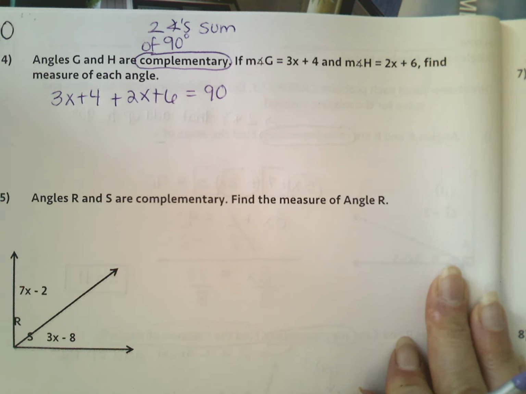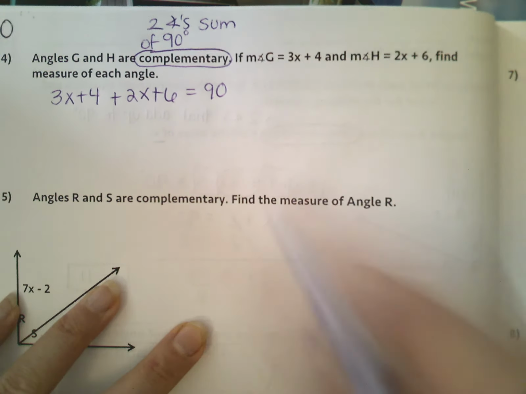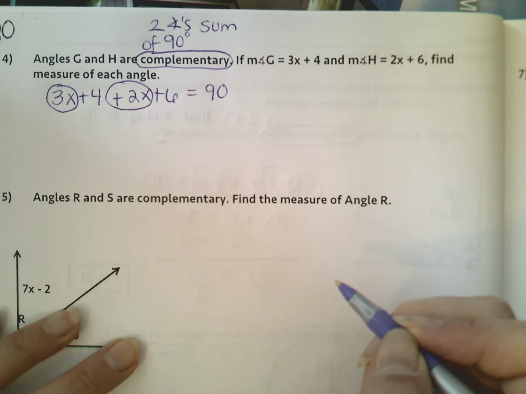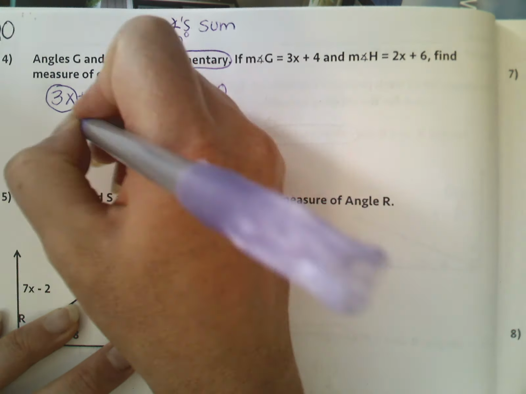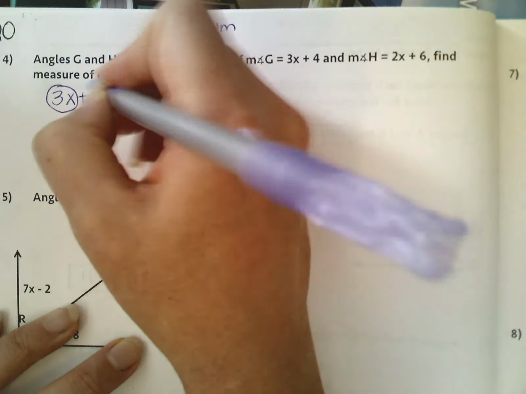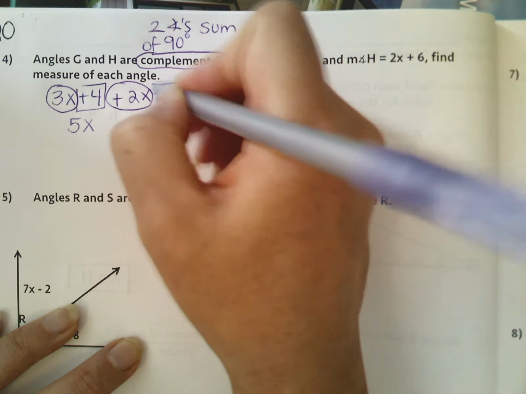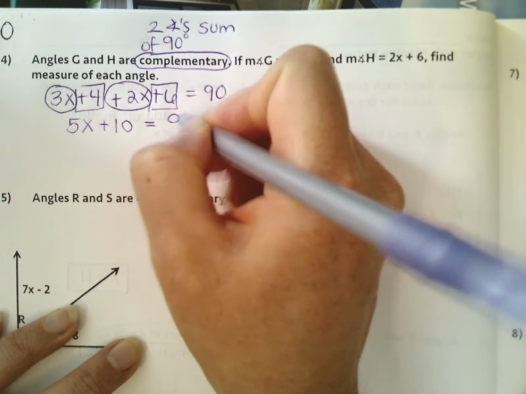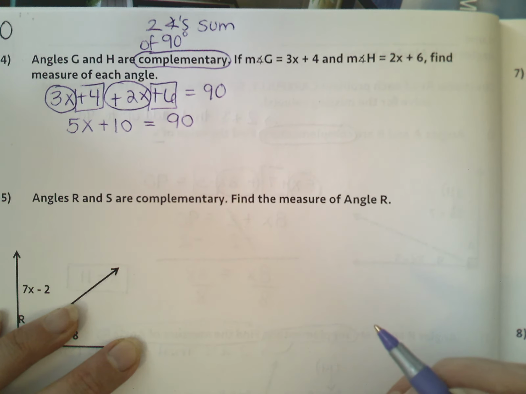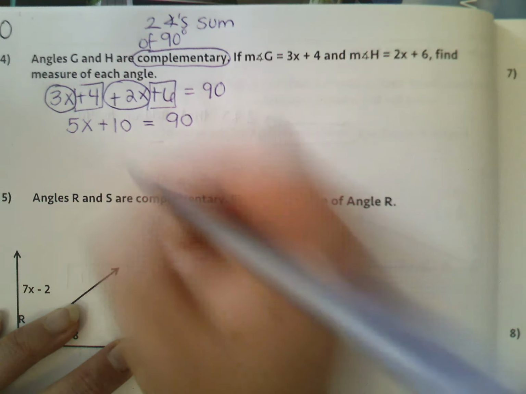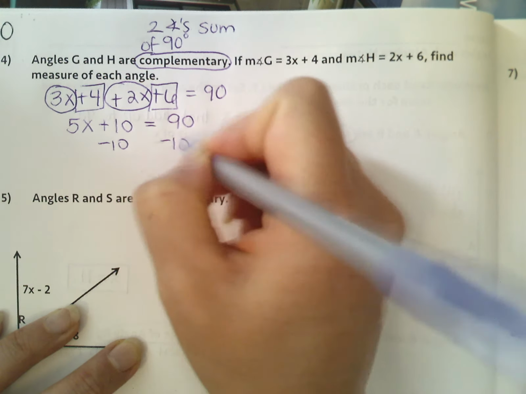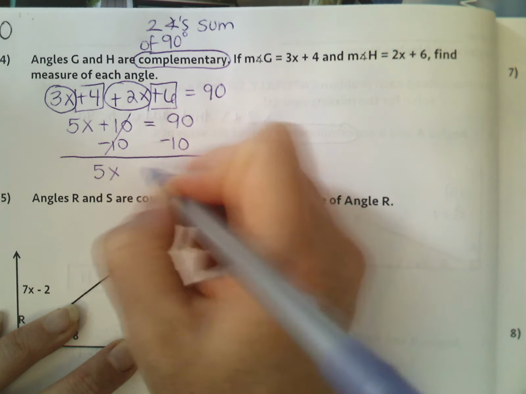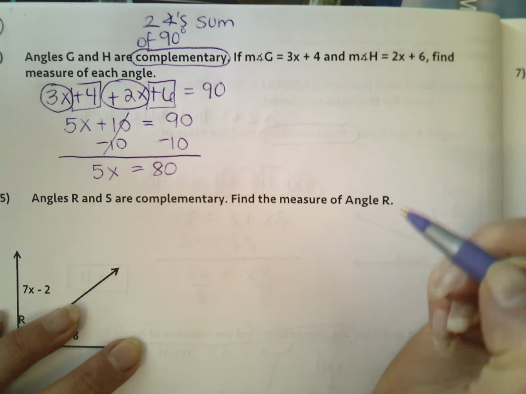So here I'm going to have to combine my like terms to get it down to look like a two-step equation. Remember, you include your signs. So 3x plus 2x is 5x. And your constant terms, positive 4 and positive 6, give me a positive 10 equal 90. Now you're down to a basic two-step equation. So the first inverse step is to subtract that 10 so that you can cancel these out. And you're left with 5x equals 80.